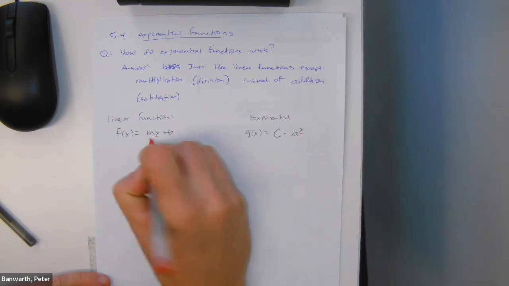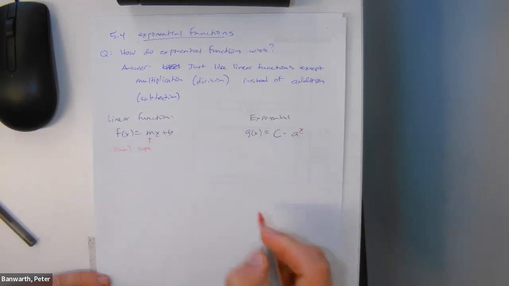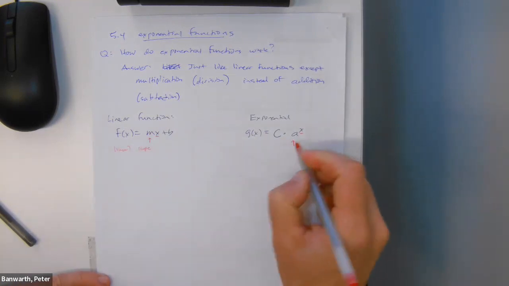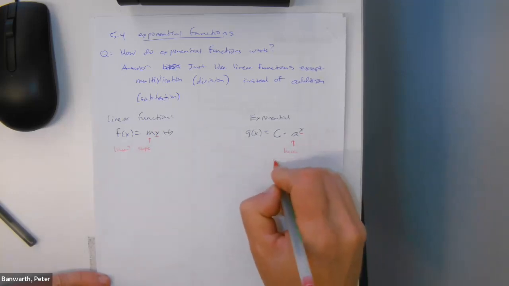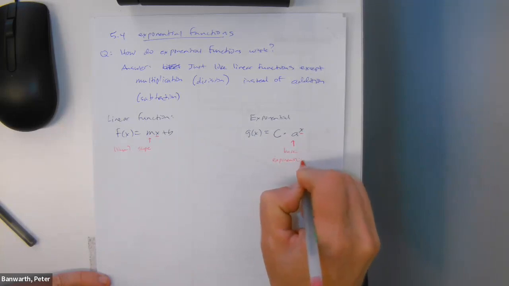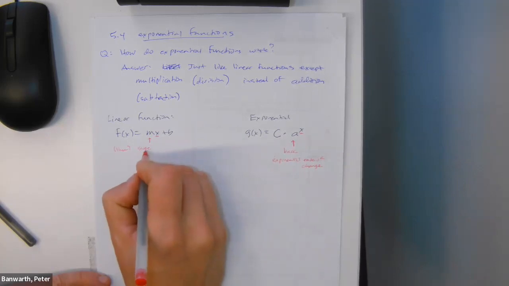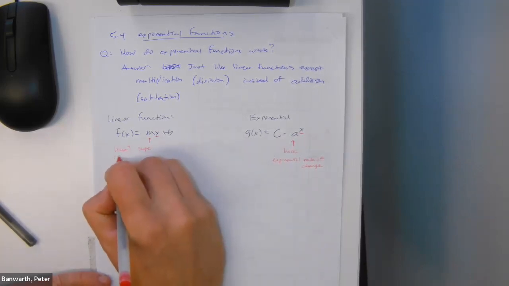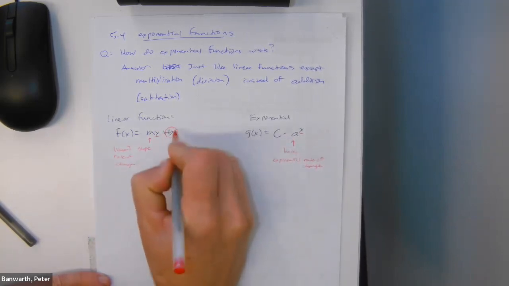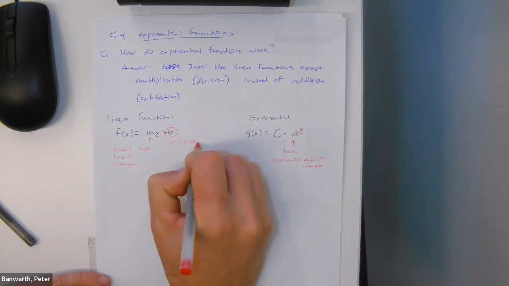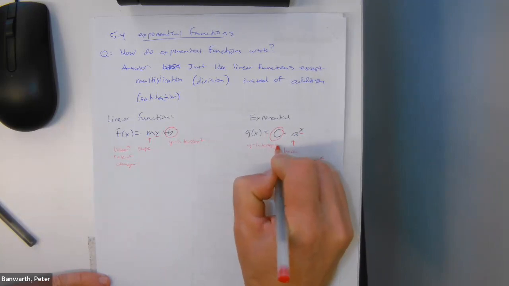You have an m here, which is our slope. I'm going to call it a linear slope. Then we have an a here, which is our base, and I'm going to call it our exponential rate of change. Another word for slope is rate of change. So linear rate of change is slope. And then you have a b here, and we know that's our y-intercept. And you have a c here, and that is our y-intercept.